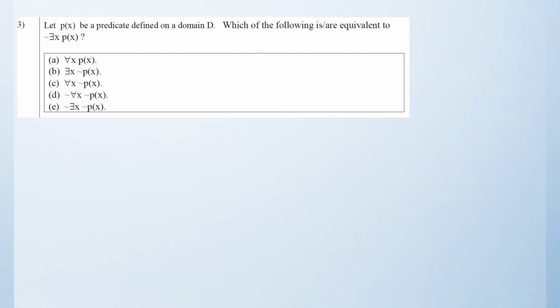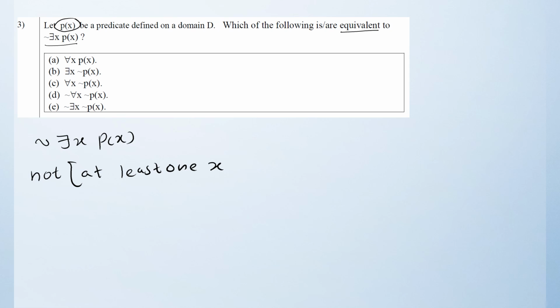Third question. Here we have to deal with the predicate P(x) and identify an equivalent proposition for this. Here we have negation, there exists x, P(x). The meaning is: not at least one x which makes P(x) true.